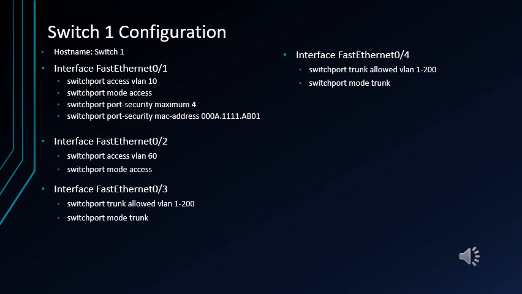For our switch 1 configuration, we have a host name of switch 1, and for the fast Ethernet interface 1, we used switchport access VLAN 10, switchport mode access, switchport port-security maximum 4, and switchport port-security MAC address 00A.1111.AB01. For interface fast Ethernet 2, we have switchport access VLAN 60 and switchport mode access. For the fast Ethernet interface 3, we used switchport trunk allowed VLAN up to 200 and switchport mode trunk. And then we did the same thing for interface fast Ethernet 4.